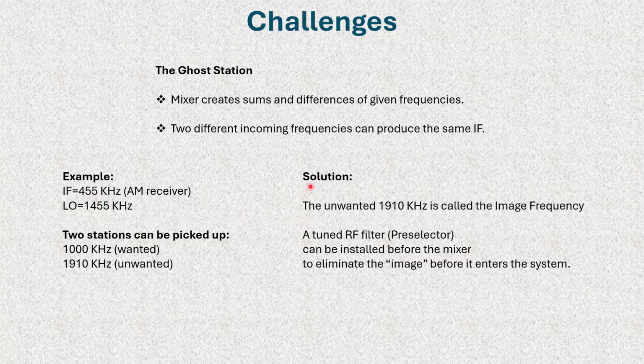Okay. There's a problem, there's a solution. So they got together and they came up with a solution. The unwanted 1910 kilohertz frequency is called the image frequency. That's just the terminology that was chosen for that.